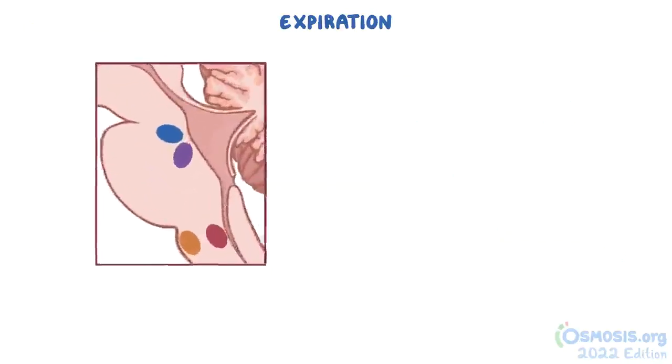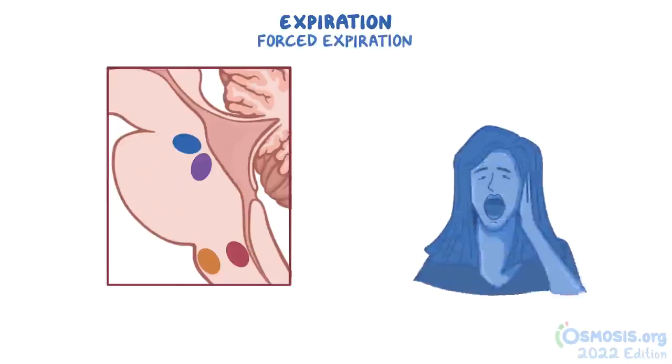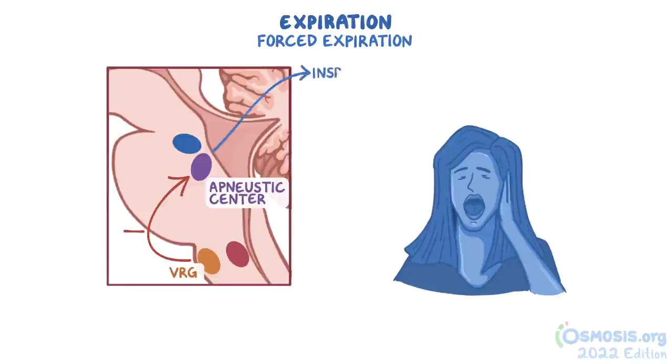A particular situation is forced expiration, which is when a person forcibly breathes out, like a vocalist that is trying to hold a musical note. This is when the ventral respiratory group, or VRG, is activated. The VRG sends inhibitory impulses to the apneustic center, which has the role of increasing the duration of inspiration. So, when VRG inhibits the apneustic center, inspiration will be shorter, leaving more time for a longer expiration.